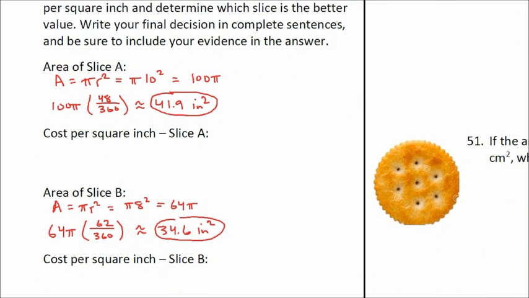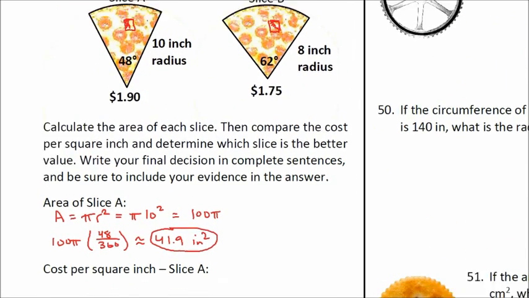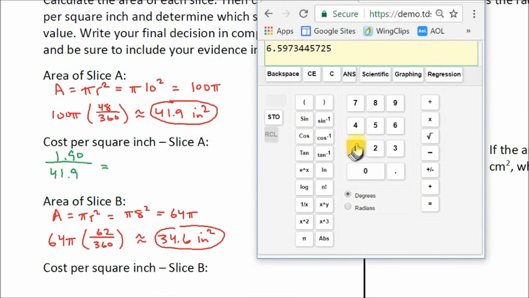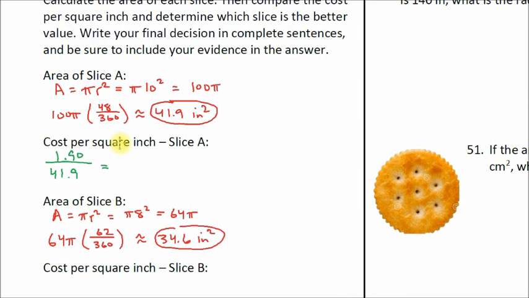So for cost per square inch for slice A, we're going to take the price for that slice, which is $1.90. We're going to divide that by how big the piece is, 41.9. And we're going to end up with a number in our calculator. Let's do that. We've got $1.90 divided by 41.9 square inches. And we've got 0.045. Let's round it to 3 decimals. 0.045.